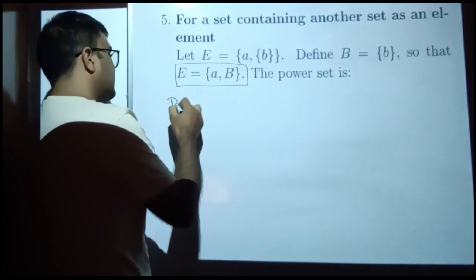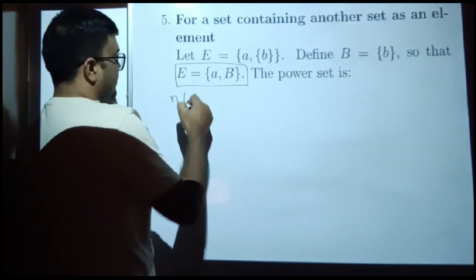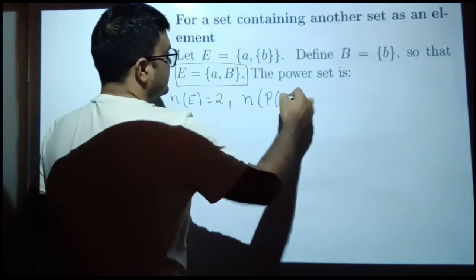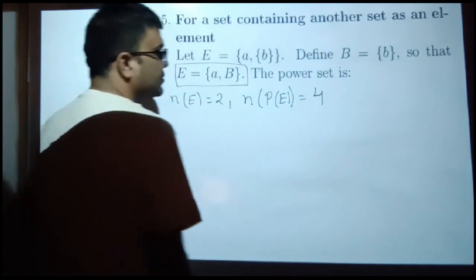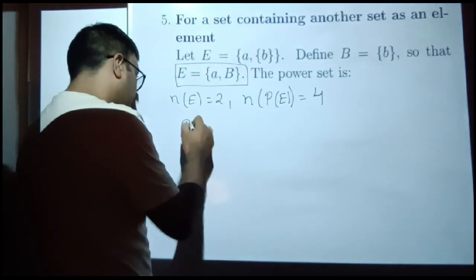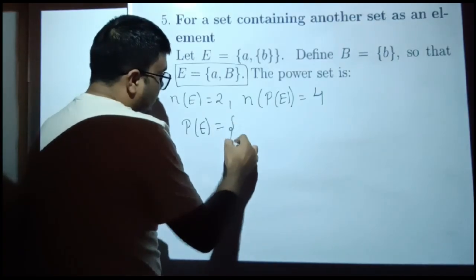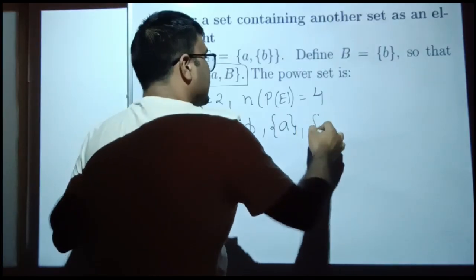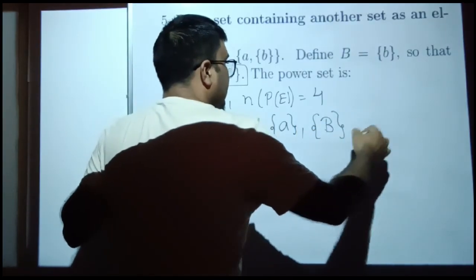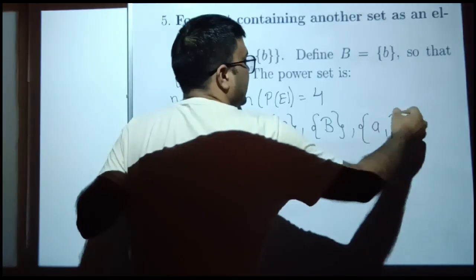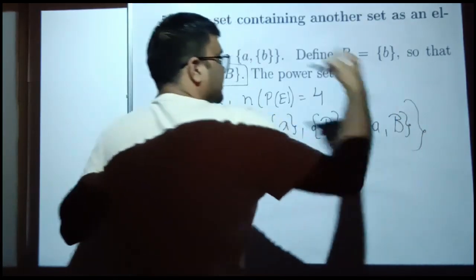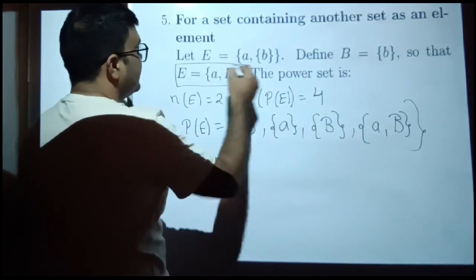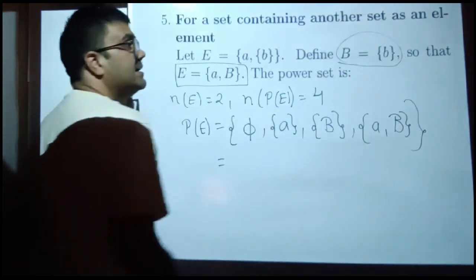So what is the power set, or the number of elements in E? First of all, the number of elements in E is 2. The number of elements in the power set of E is 2 raised to the power 2, which is 4. The power set of E has the elements phi, the set having element A, the set having element B, and the set having elements A and B. It is a set of sets having these elements. Now, B itself is a set.